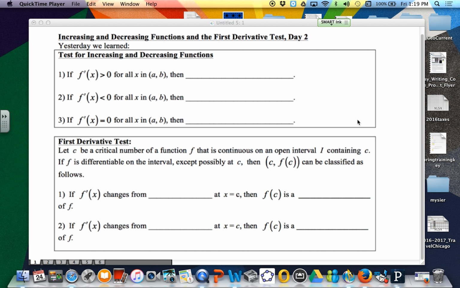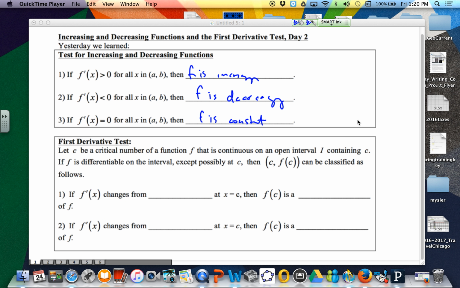All right, so increasing and decreasing functions, day 2. Yesterday you learned the test for increasing and decreasing functions. If f prime of x is greater than 0 for all x in (a, b), then f is increasing. That was our takeaway. If f prime of x is less than 0, f is decreasing. Okay, so that's a little bit of a summary. If f prime of x equals 0 for all x in (a, b), f is constant.